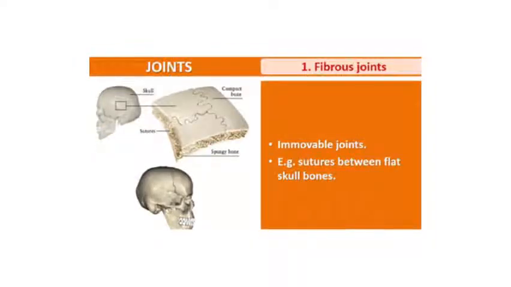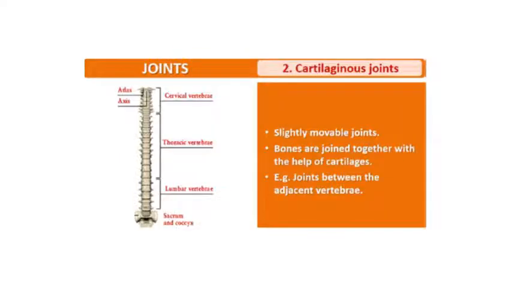Fibrous, as I told you, they are immovable, so they are found between flat skull bones. As we know, our skull bones cannot displace from their original place. So they are examples of fibrous joints. Then we have cartilaginous joints, which are slightly movable. So here the bones are joined together with the help of cartilages, like the joints between the adjacent vertebra.